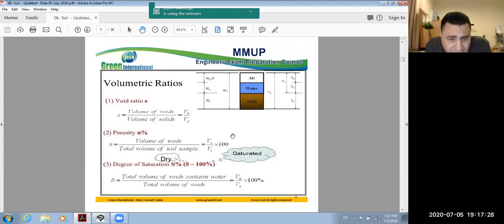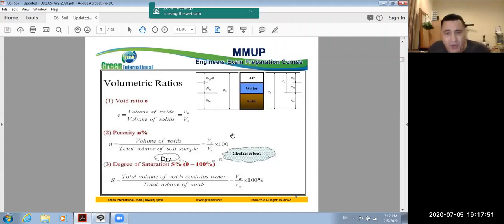Degree of saturation starts from 0 if the soil is dry. If the soil is dry, what does it mean? It means no water, very dry soil. And it goes up to 100%. If 100%, what does it mean? It means all the void is filled with water.